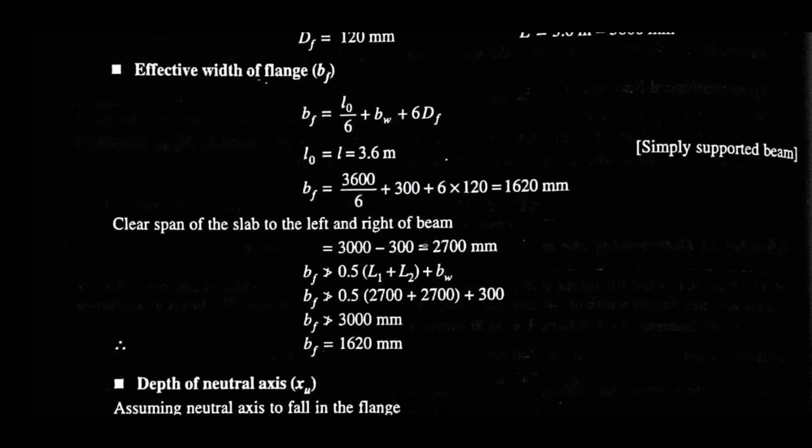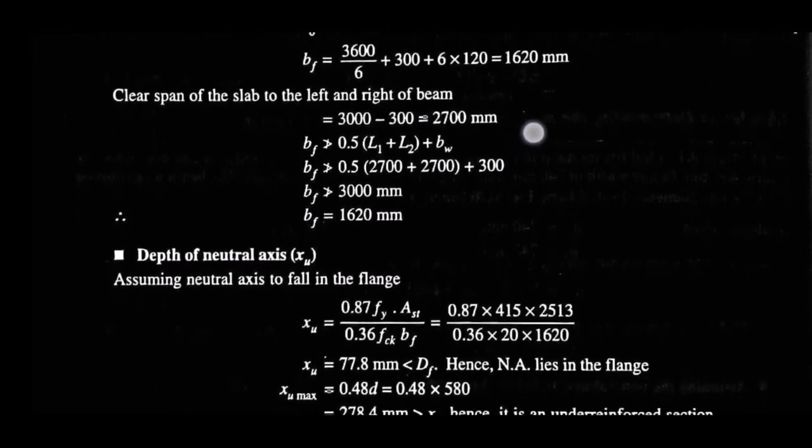Now the clear span of the slab to the left and right of the beam is 3000 minus 300. The clear span is 3000 and 300 mm is the width of web. That's why we have to deduct 300 mm to get the left and right side, meaning the total width of only the flange, that is 2700 mm. So BF should not be greater than 0.5 into L1 plus L2 plus BW. That is equal to 0.5 into 2700 plus 2700 plus 300, that is equal to 3000 mm, and our calculated BF is 1620 mm. So this is not greater than 3000 mm.